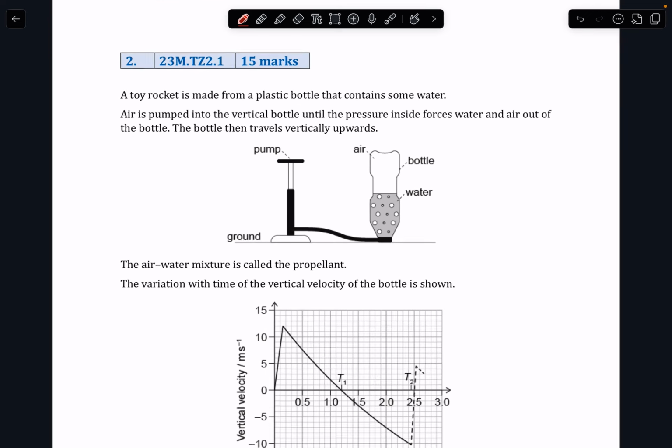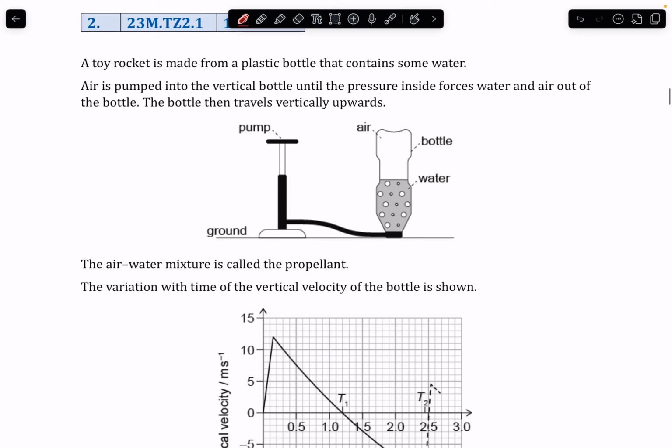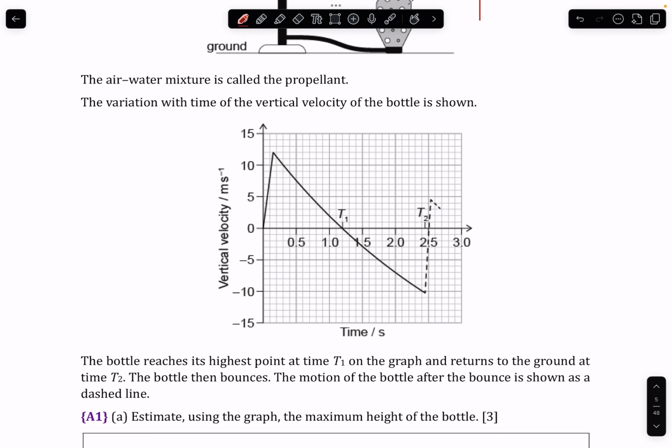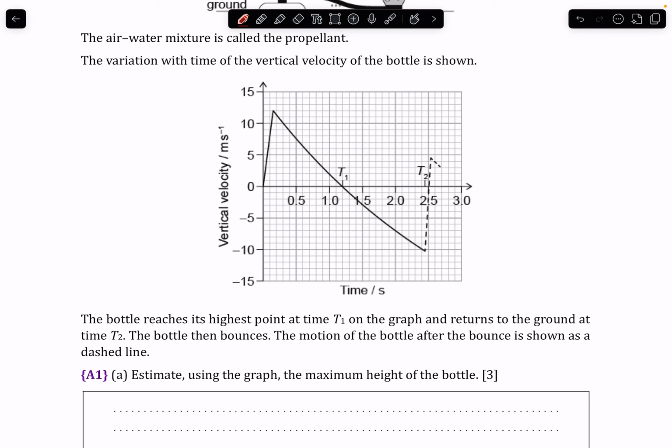So it says that a toy rocket is made from a plastic bottle that contains water. Air is pumped into the vertical bottle, and then the bottle travels vertically upwards. The variation with time of the vertical velocity of the bottle is shown. The bottle reaches its highest point at time t1.